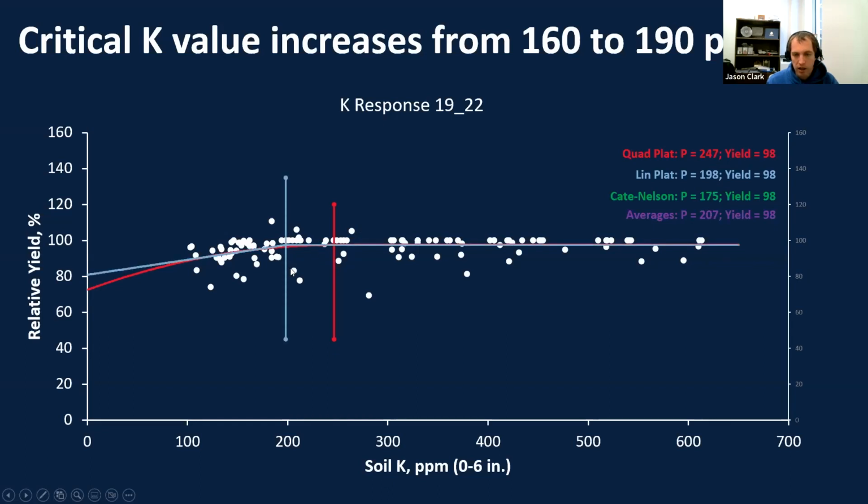As well as that linear model is showing us about 198. The Kate Nelson, which is what we've traditionally used, is about 175, which is still higher than the current 160. If you take the average of them, we're looking at this purple line right here, which is about 207. So it shows us we might need to increase.